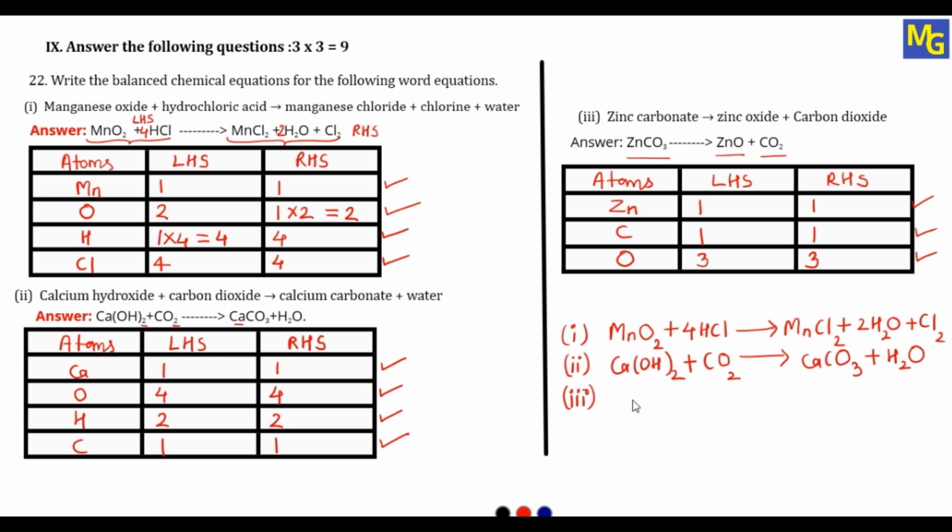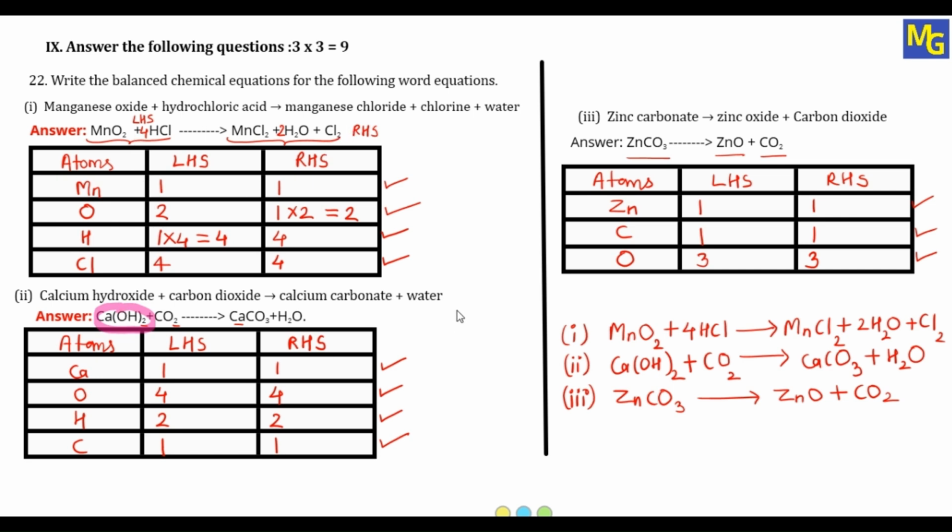So write down the final equation. ZnCO3 gives ZnO plus CO2. So this is our final equation. So like this, three reactions you have to write for all three word equations. So here you should know the formula first. If you know how to write zinc carbonate, if you know how to write calcium hydroxide or all these formulas, then writing the reaction is very easy.